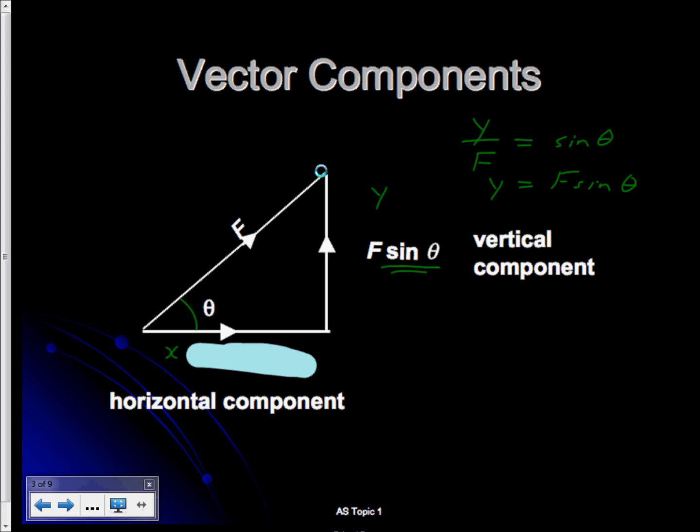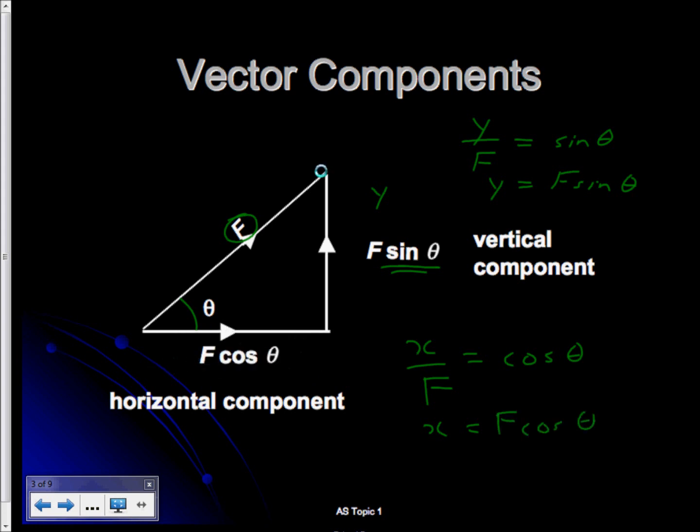And I think if that one's sine, we could possibly guess what the other one's going to be. But just to show you, in case you can't see it, x divided by F is going to be equal to the cosine of theta. And so therefore x is equal to F cos theta, like so.